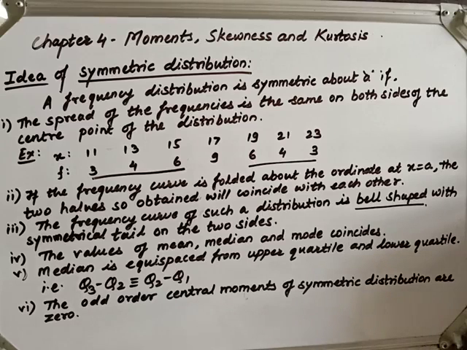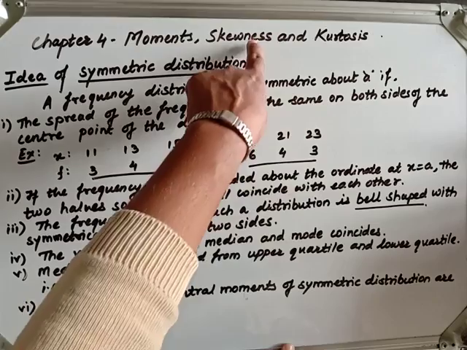So now let me show you the graph of this symmetrical distribution. These are all the properties of a symmetrical distribution. If one of them is satisfied, then we say this distribution is symmetric. But it is not always possible for us to check which of these properties is satisfied. So that's why we are looking at skewness here.